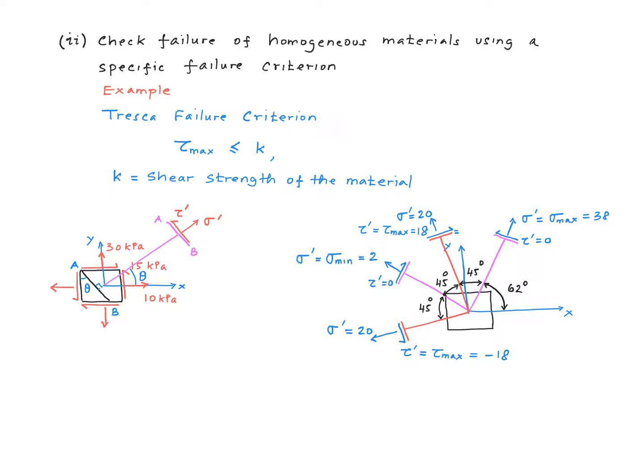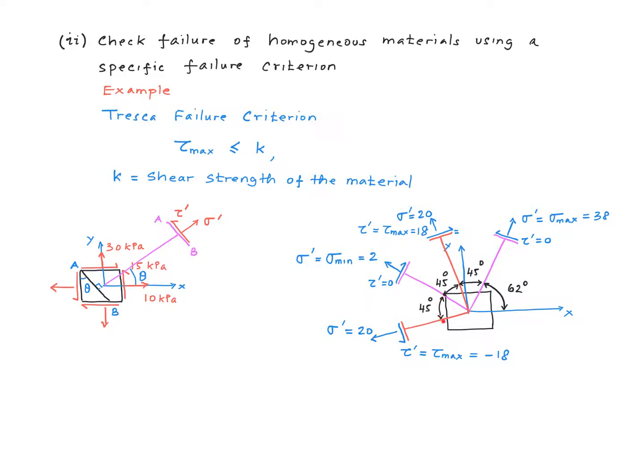Alright, if I keep rotating by another 45 degrees, this happens. The shear stress on this plane assumes its maximum possible value, and in this example, it's going to be 18 kilopascal. There is normal stress, but the shear stress is going to be the maximum possible. And if I keep rotating by another 45 degrees, this happens. The normal stress becomes the minimum possible, and the shear stress becomes equal to 0.